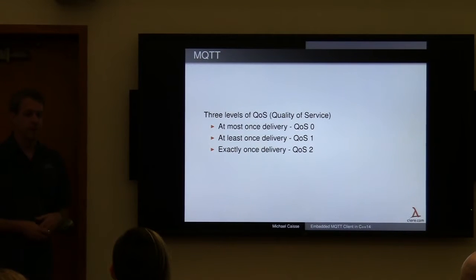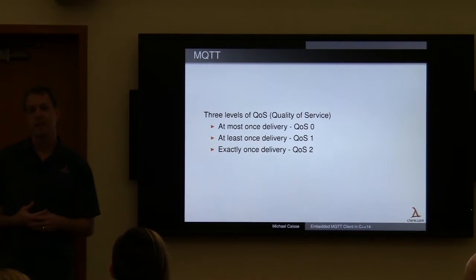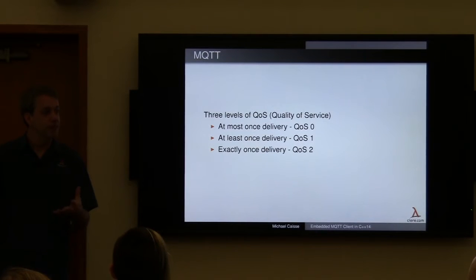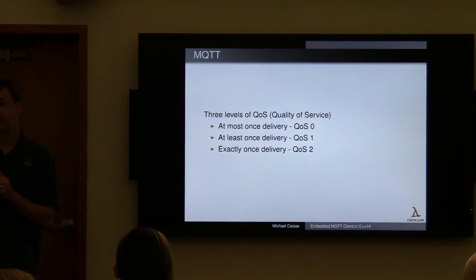It supports three levels of quality of service. So QoS 0 basically means that you're going to publish messages and you're not going to care about them. And you're going to possibly receive messages, and you may or may not get them. The broker is going to just send them out. So the QoS level is at most once delivery. That's QoS 0. At most, you're going to receive the message one time.